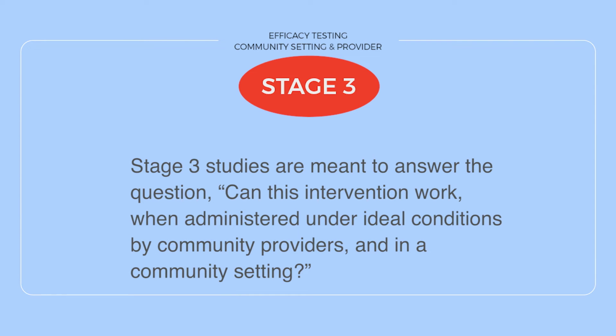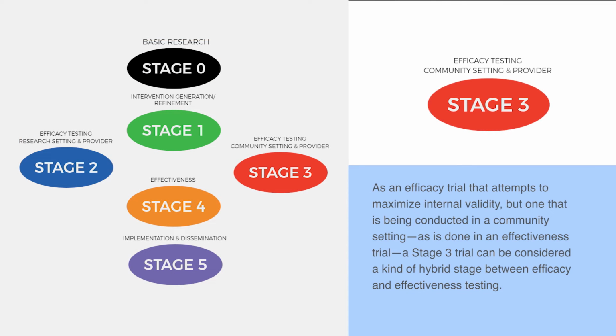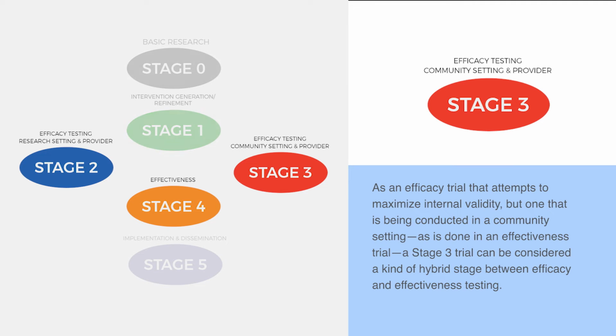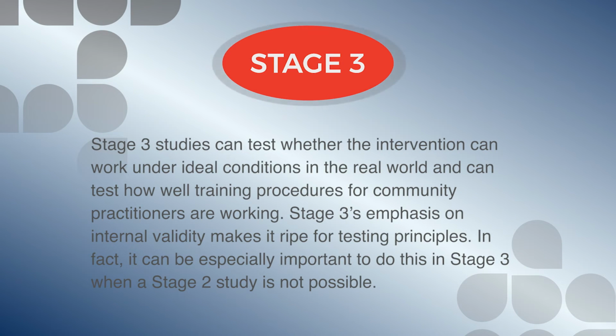Stage 3 studies are meant to answer the question, can this intervention work when administered under ideal conditions by community providers and in a community setting? As an efficacy trial that attempts to maximize internal validity, but one that is being conducted in a community setting, as is done in an effectiveness trial, a Stage 3 trial can be considered to be a kind of hybrid stage between efficacy and effectiveness testing. Stage 3 studies can test whether the intervention can work under ideal conditions in the real world and can test how well training procedures for community practitioners are working.